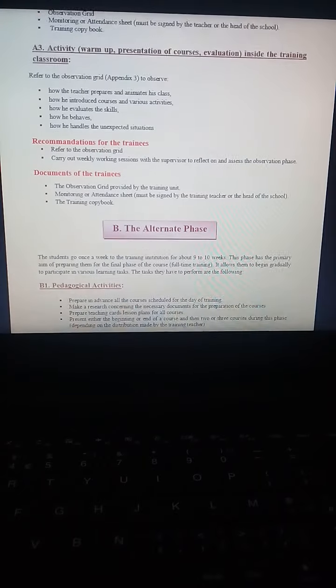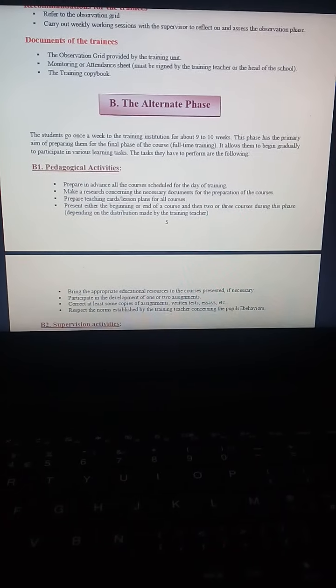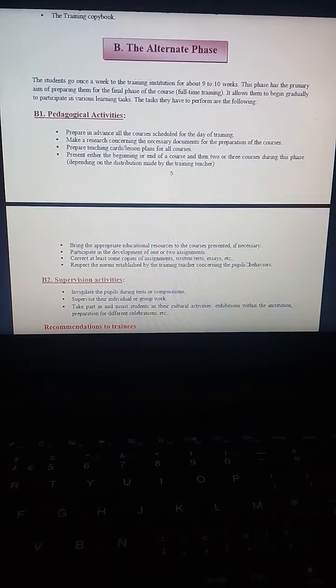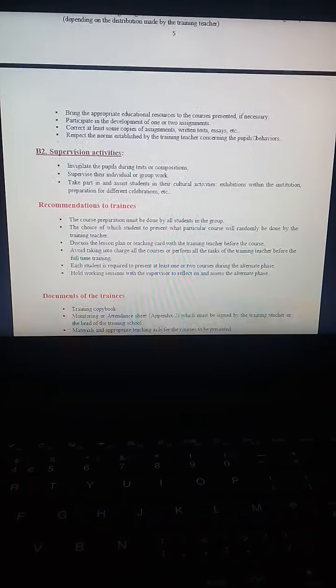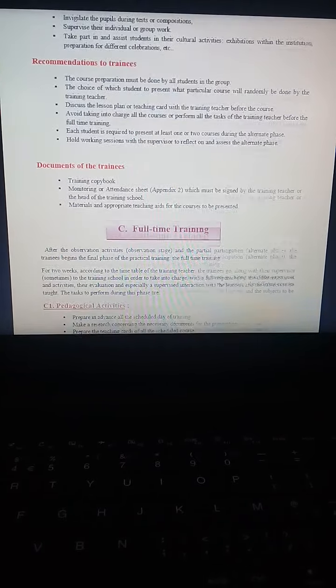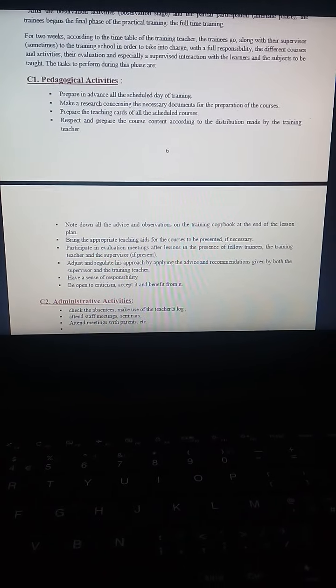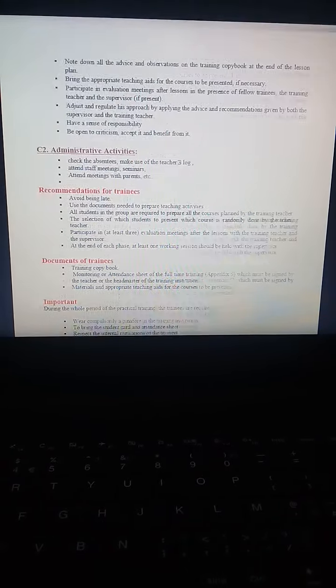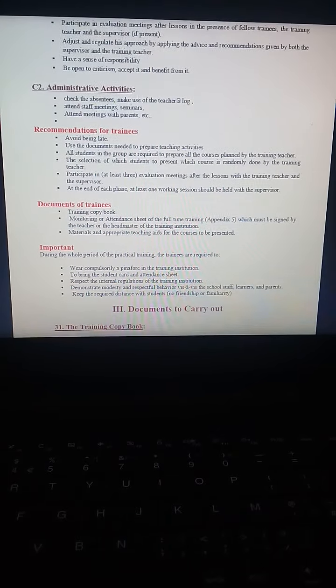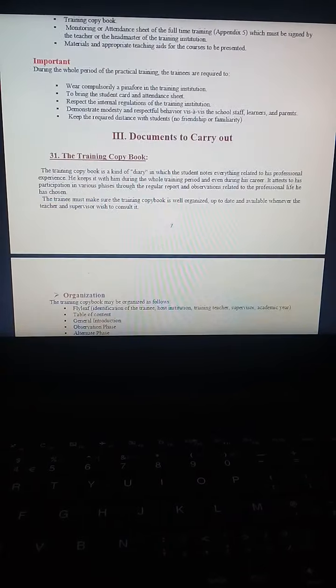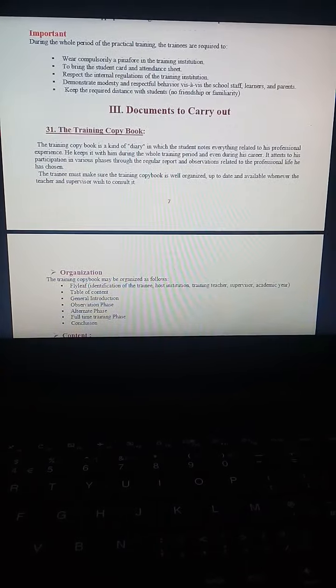Then you have the alternate phase, that is the second phase. Also it is described in a detailed way. Then you have the full-time phase. Here, under this title, pedagogical activities, administrative activities, etc. Then documents to carry out, that is the documents that the teacher should have or should carry always with him.